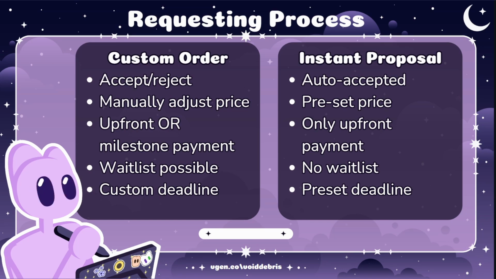With instant proposals, all requests are auto-accepted. The price is preset, so if you want options for add-ons more than just the base price, you have to use the included form and you have to properly set up all of your add-ons. Only upfront payment. You cannot do milestones for instant proposal. No waitlist. You can click set to waitlist on instant proposals. However, as soon as something's paid for, it gets taken off of waitlist.